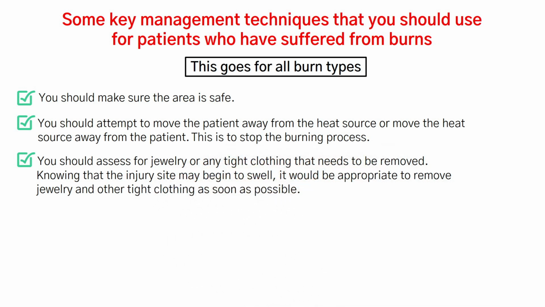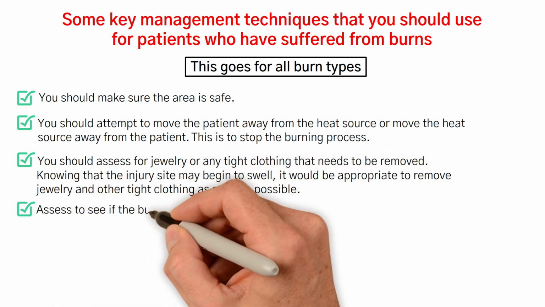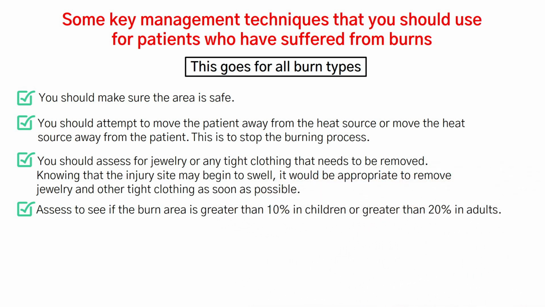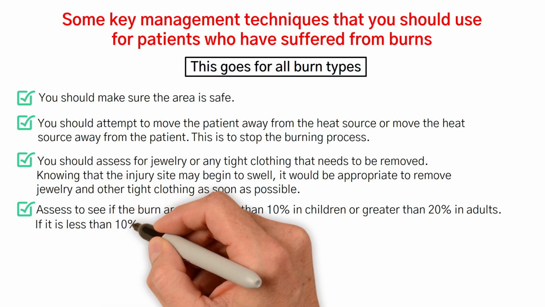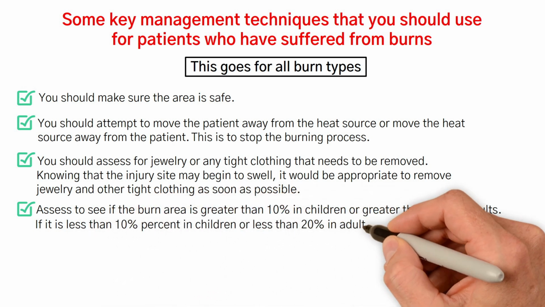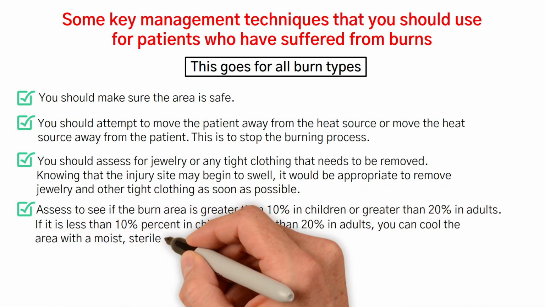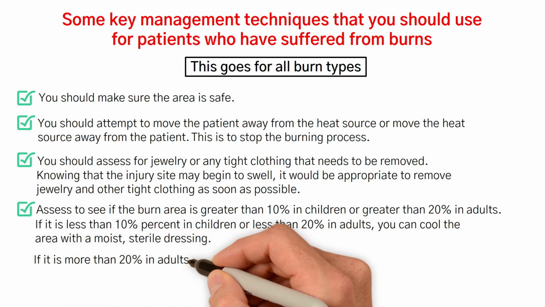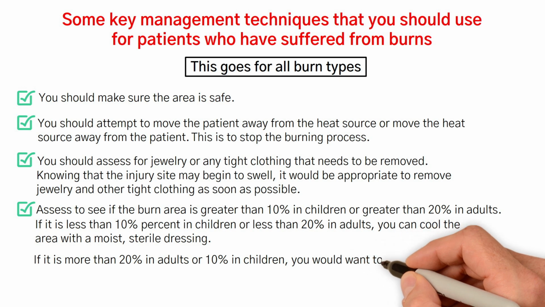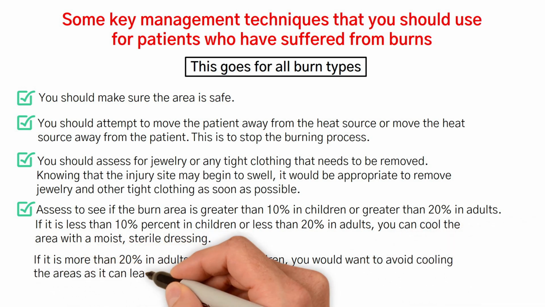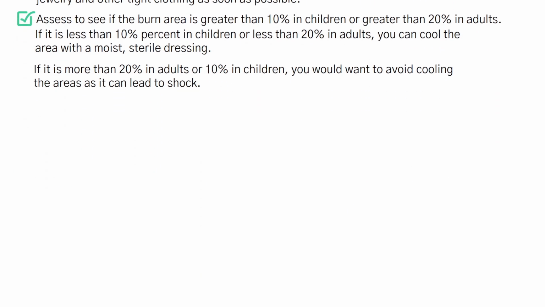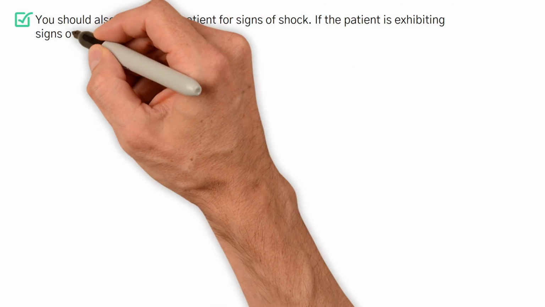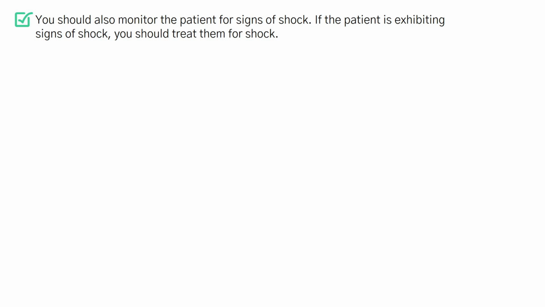as soon as possible. Next, assess to see if the burn area is greater than 10% in children or greater than 20% in adults. If it is less than 10% in children or less than 20% in adults, you can cool the area with a moist, sterile dressing. However, if it is more than 20% in adults or 10% in children, you would want to avoid cooling the areas as it can lead to shock. You should also monitor the patient for signs of shock. If the patient is exhibiting signs of shock, you should treat them for shock.